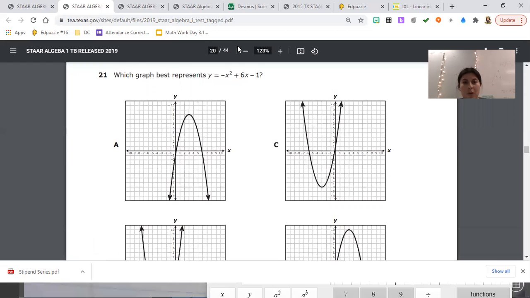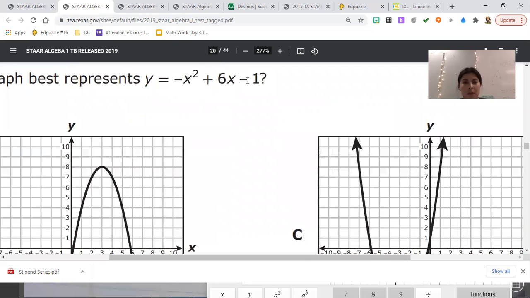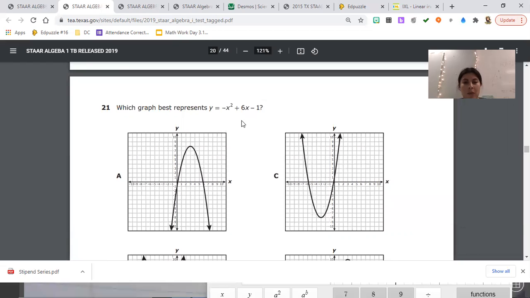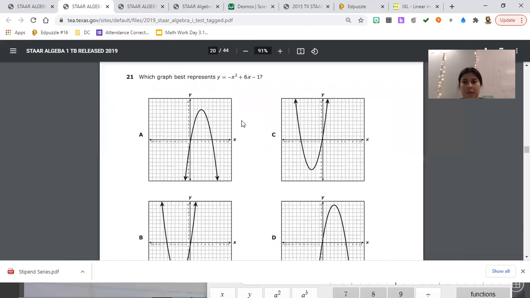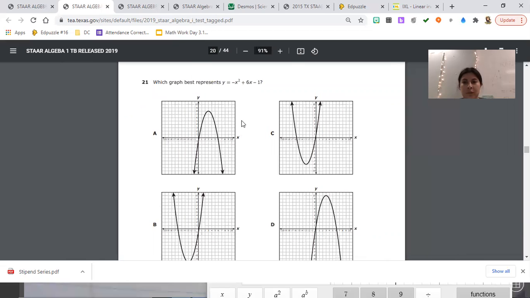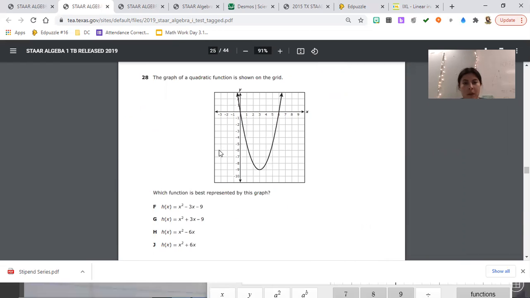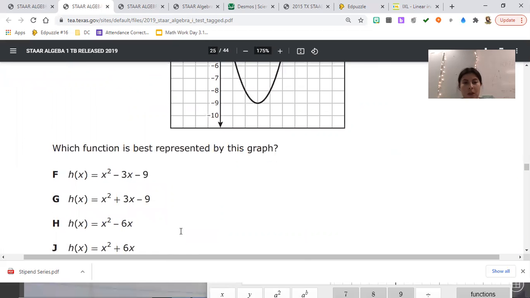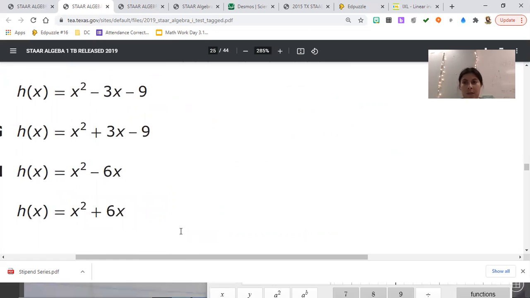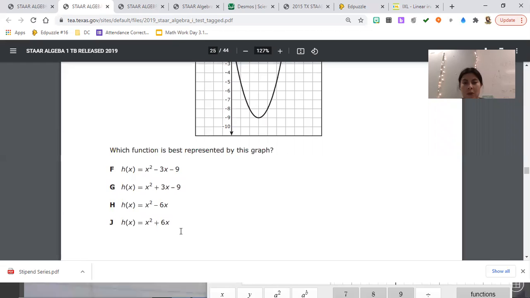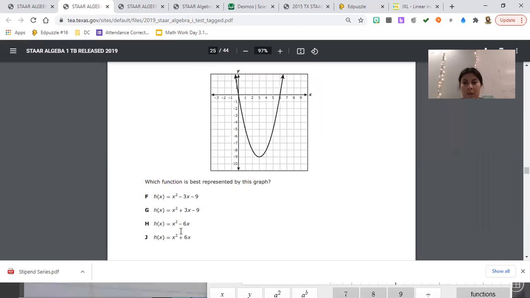Okay, there's the equation. Let me zoom in, pause the video. Now tell me which one is that graph. Okay, let's do the next one. Okay, it's pretty much the same thing. There are your equations. There's your graph. So pause the video. What is the answer?